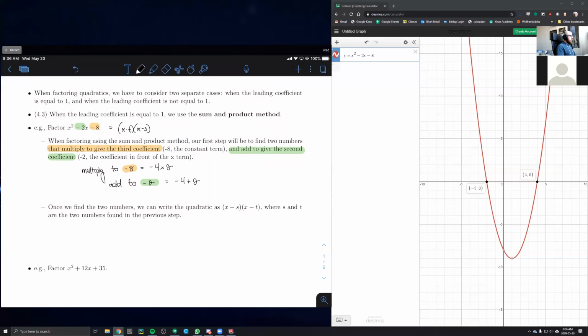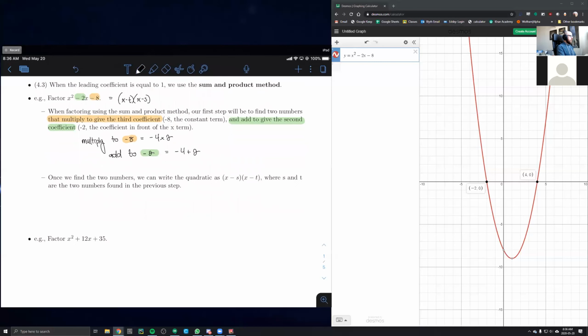And so the last step, once we find those two numbers, we can just write the quadratic with the brackets where s and t in the quadratic equation in factored form here are the two numbers that we found in the previous step. So all we do from here is we write x squared minus 2x minus 8 is equal to x minus 4, x plus 2. Done. We've factored. That's it. Okay, so it's a pretty straightforward process.